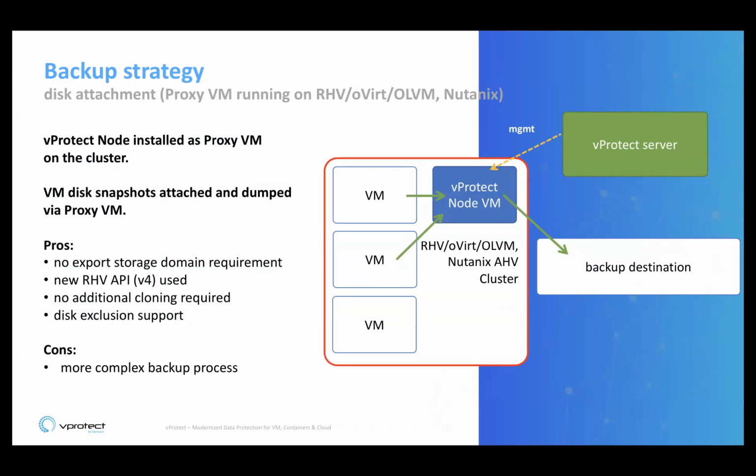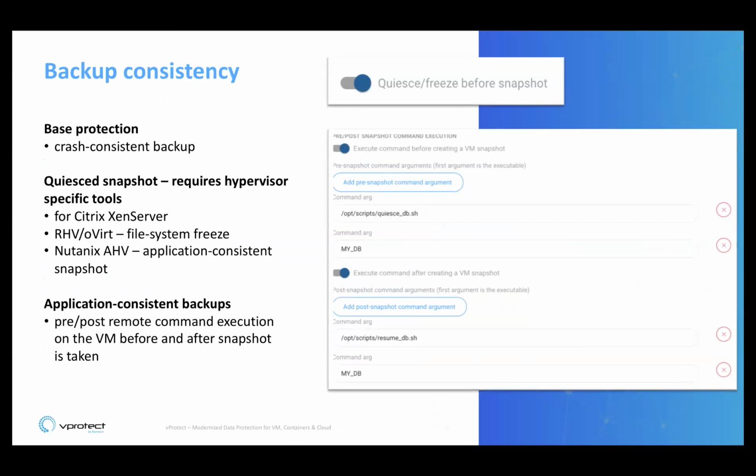So you can install vProtect server basically anywhere, but you need to have a vProtect node one per cluster, and we are using the disk attachment method in this case. Snapshot, disk attach, export to your backup destination, and later the drive. So everything through the API. That's what Nutanix already offers pretty well. So it's nice to have them.